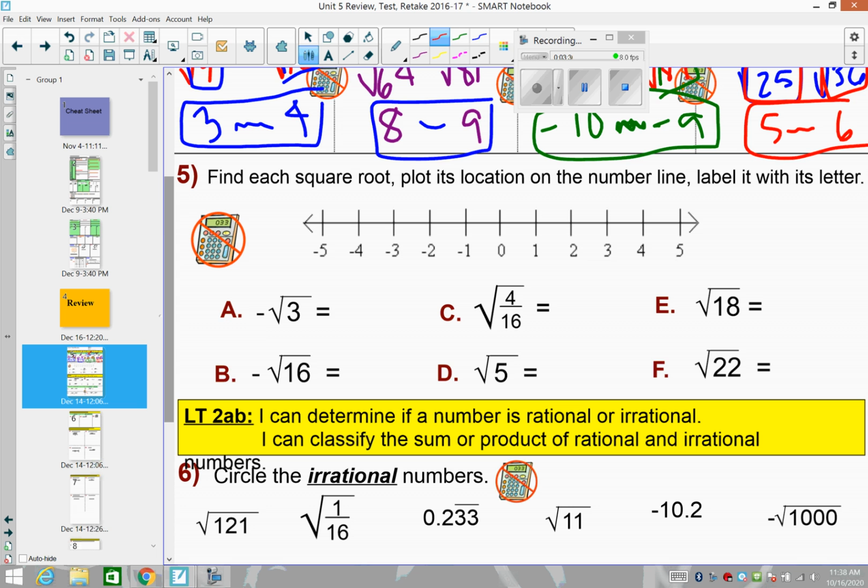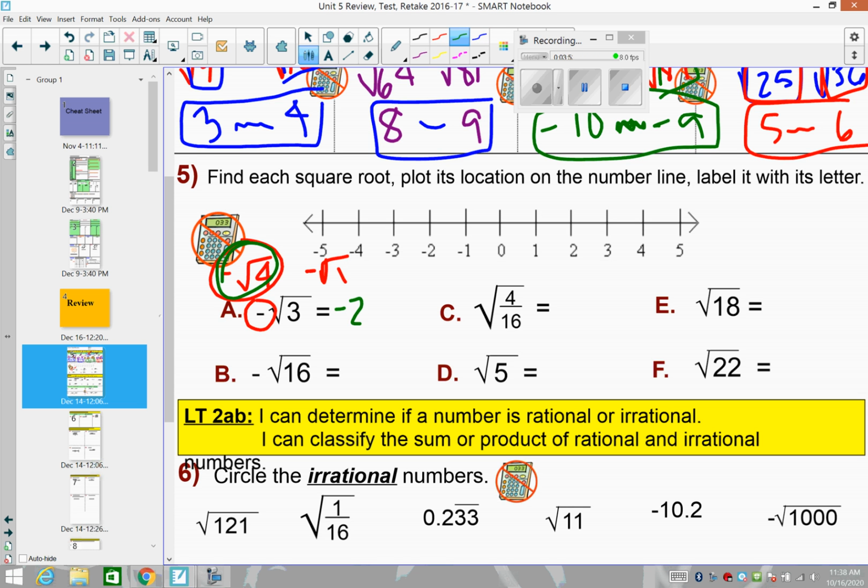So first example A, we're talking about the opposite of those. So we're going least to greatest here. So it'd be negative the square root of 4 and negative the square root of 1. And negative the square root of 4 is negative 2.